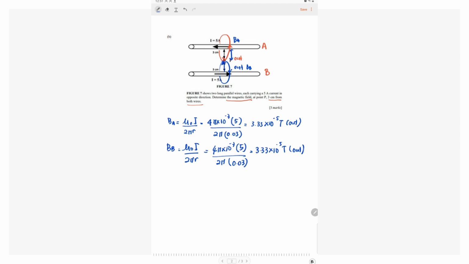Dia nak resultant magnetic field at point P. So samalah macam tadi, B dia adalah BA tambah BB. Kenapa tambah? Sebab dia dua-dua ni sama arah. 3.33 darab 10 negatif 5 tambah 3.33 darab 10 negatif 5, dapat jawapan 6.66 darab 10 negatif 5 Tesla. Arah dia ke mana? Out of page.